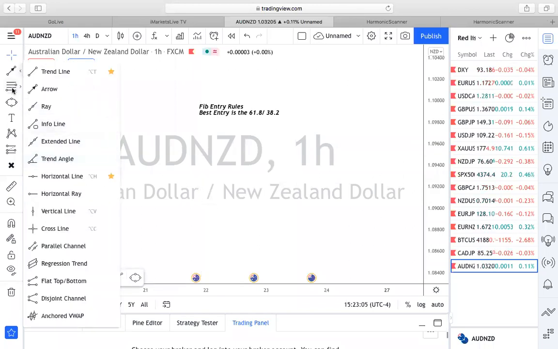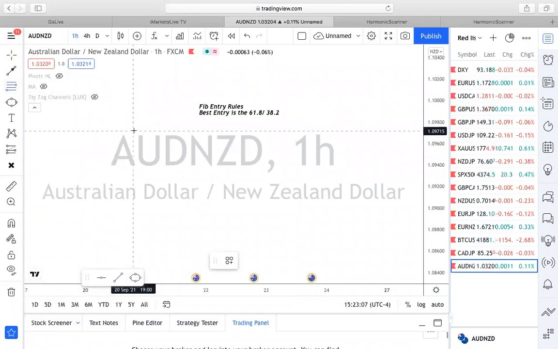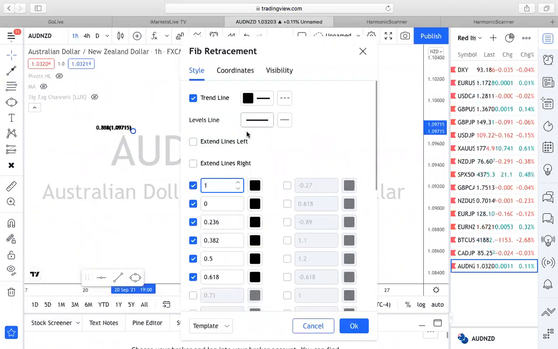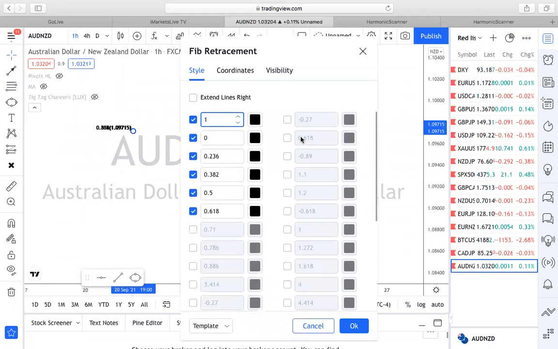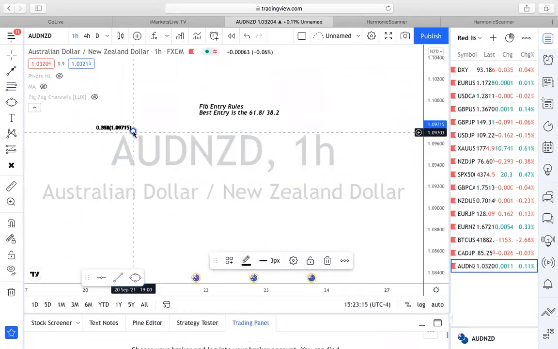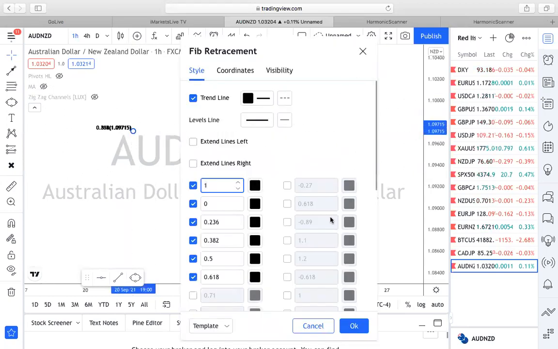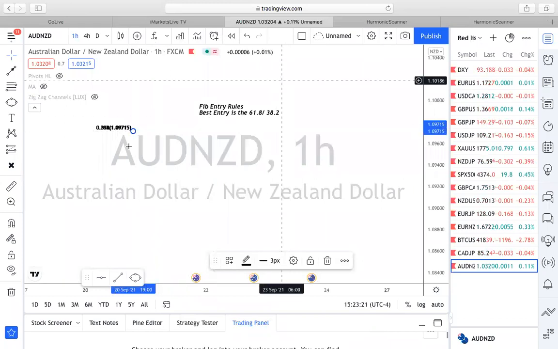Now, family, real quick, let me edit my fib levels. That's the one thing that you do want to do, make sure you edit the fib levels so everything pops up. Okay, cool. I got everything on here. Now I'll show them to you in a minute. Okay, cool. Let me delete this.